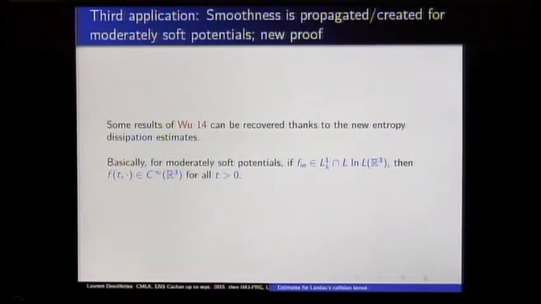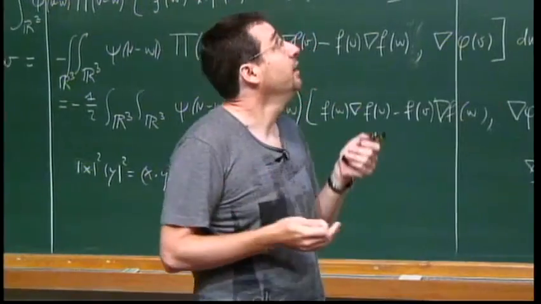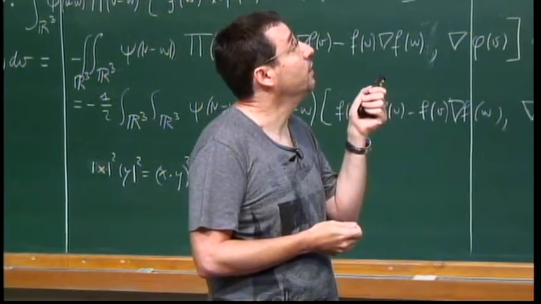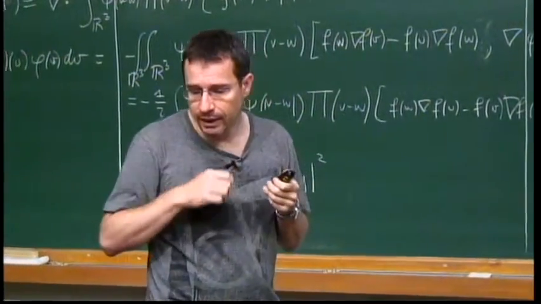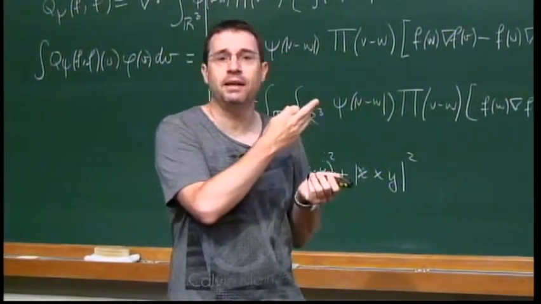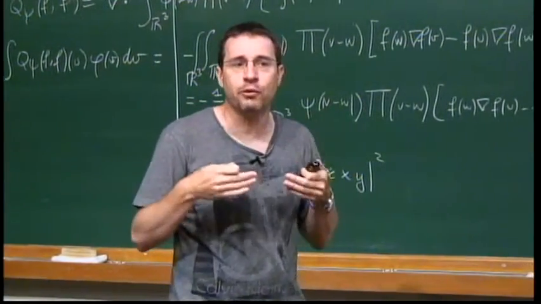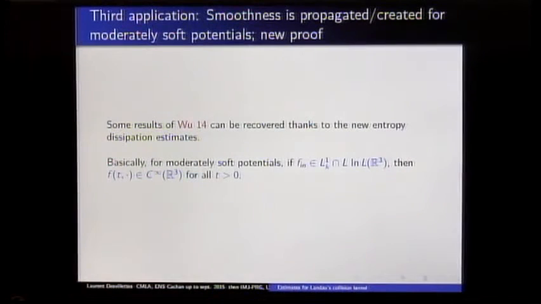A third application consists in looking at this result in the moderately soft potentials case. This was treated by Wu last year. And actually, thanks to these new estimates, if you do it not on the Coulomb interaction, but in this case, you can recover most of the results of Wu. So in some sense, it gives a second proof of the results which can be found in the paper of Wu.